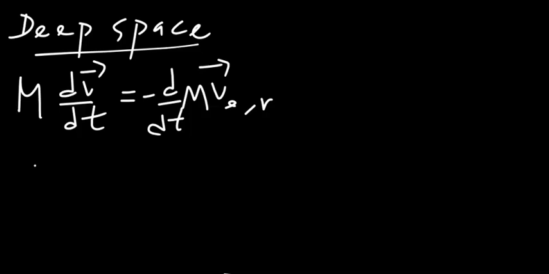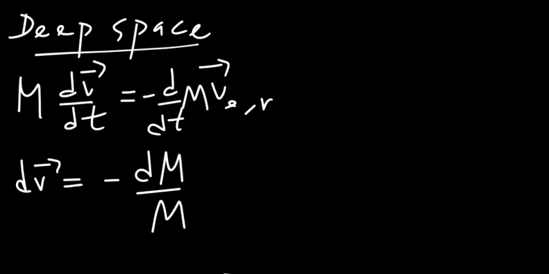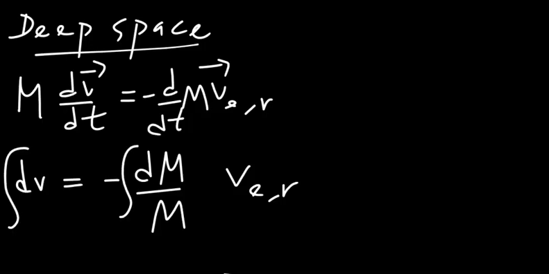Moving terms around, we get dv equals minus dM over M times v_e relative to the rocket. Let's deal with the scalar equation, so we can take out the vector notation from those two terms. Now let's integrate the two sides. Initially, the speed of the rocket is v_i, the final speed of the rocket is v_f. Likewise, the initial mass of the rocket is M_i, the final mass is M_f.